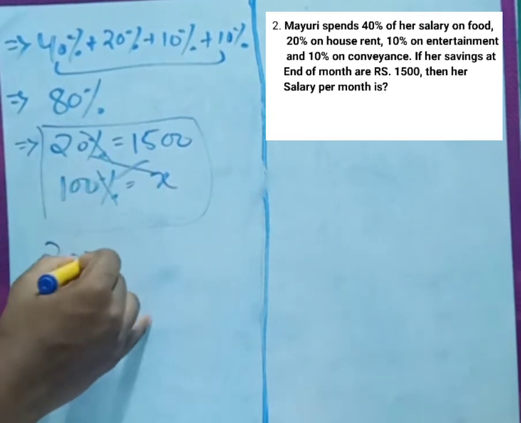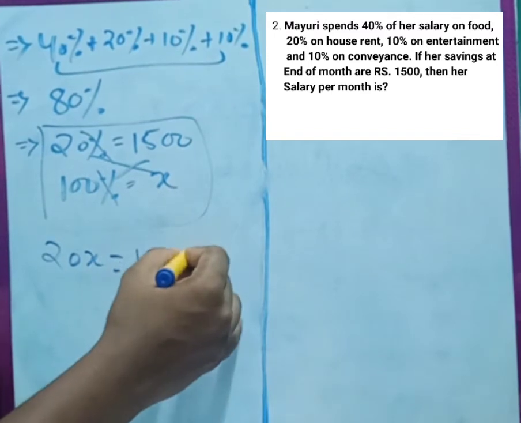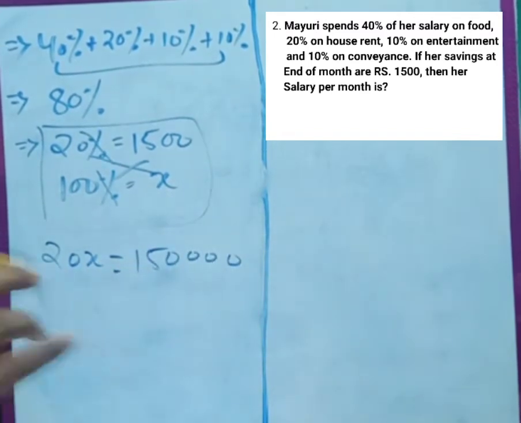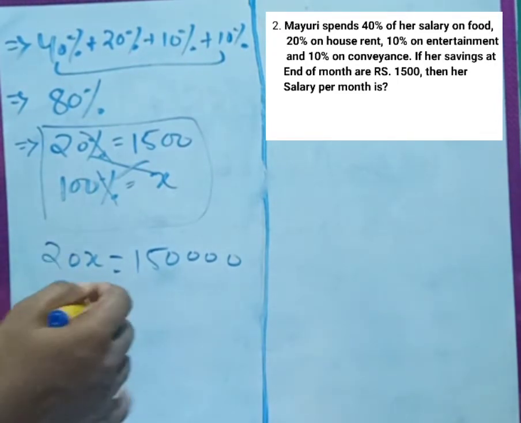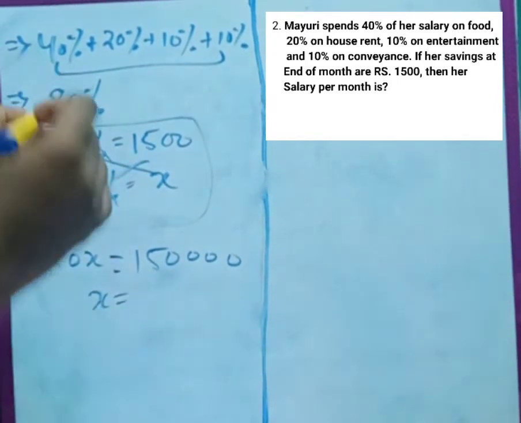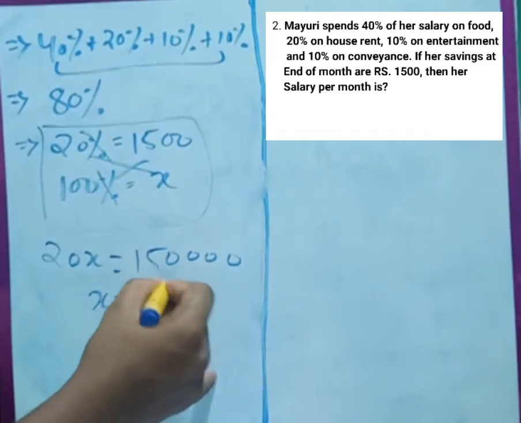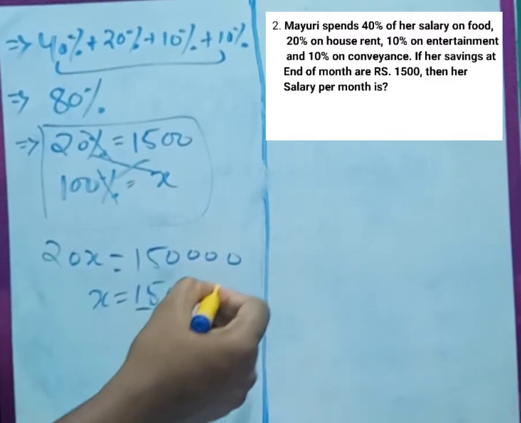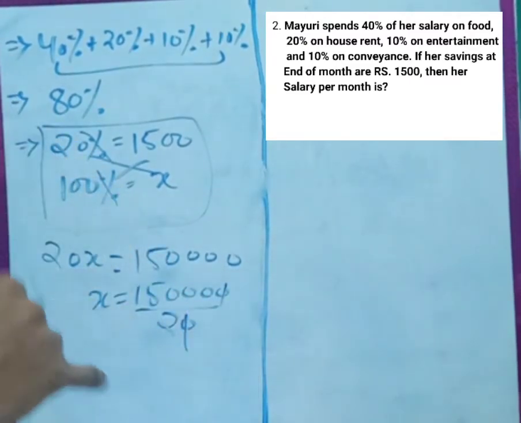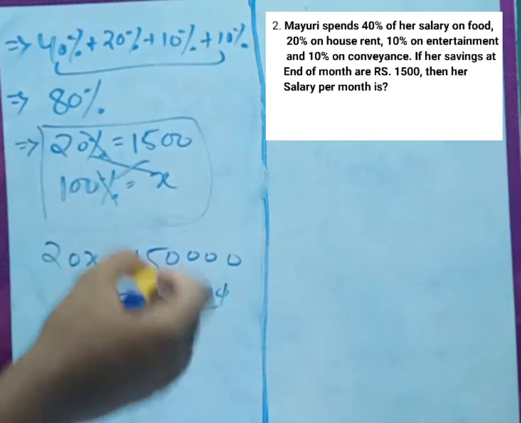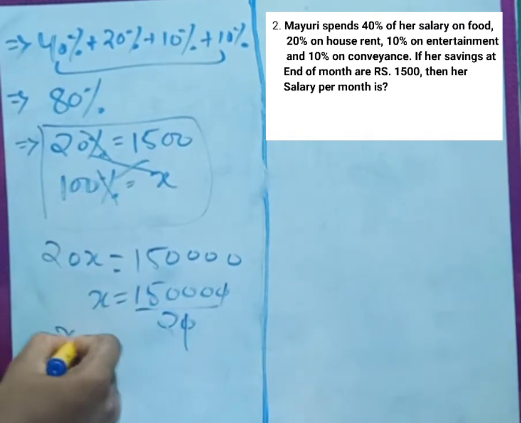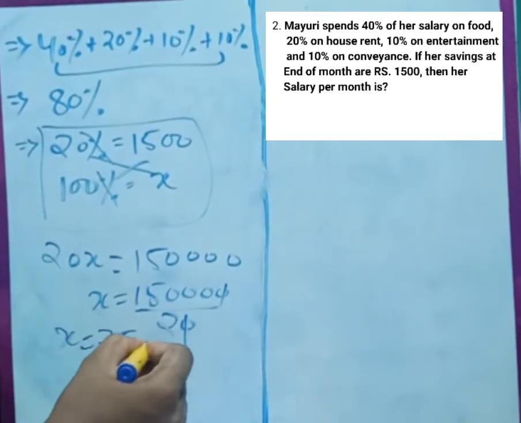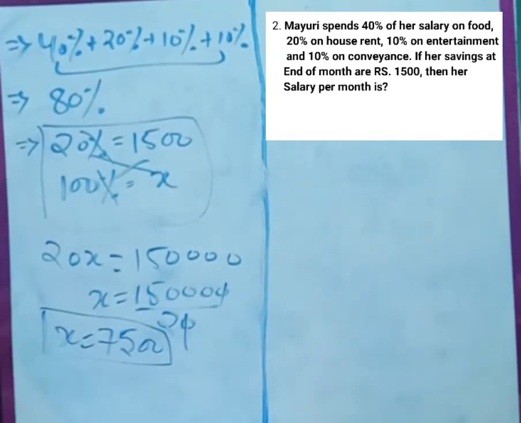20x equals 1,50,000, right? Don't stop at the point that her salary is 1,50,000. No, further you have to solve it, right? Find the value of x, which is the actual salary of Mayuri. So x is equal to 1,50,000 divided by 20, that is nothing but 200 cancel. When 15,000 is divided by 2, what will we get? 2 sevens are 14, 100, 500, right? So x is equal to 7,500. So the actual monthly salary of Mayuri is 7,500.